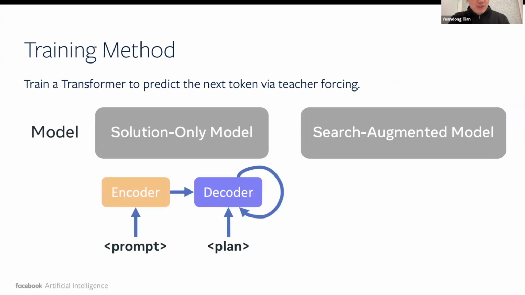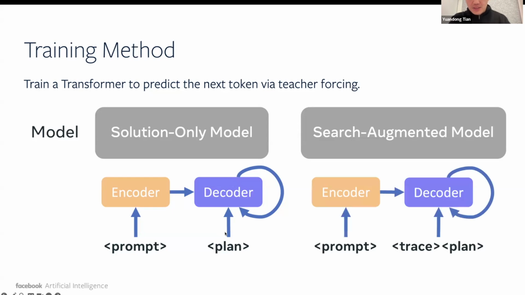Then we actually have two models, right? So the first model is called the solution model. What it does is very similar to all the previous approaches, right? So when the prompt is sent to the encoder, it actually gives you a representation. And then the representation is driving the decoder to directly output the plan. But on the other hand, for the search augmented model, you still have an encoder to encode a prompt into a vector, and the decoder actually first generates a trace and then generates a plan. So that's actually the difference between this search augmented model and the solution-only model.